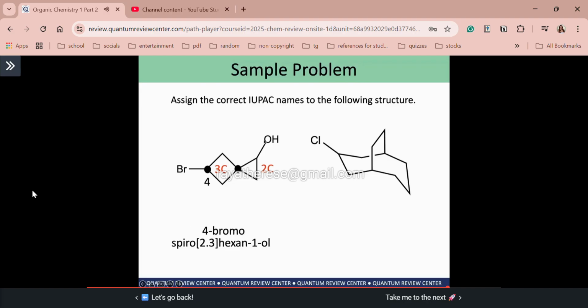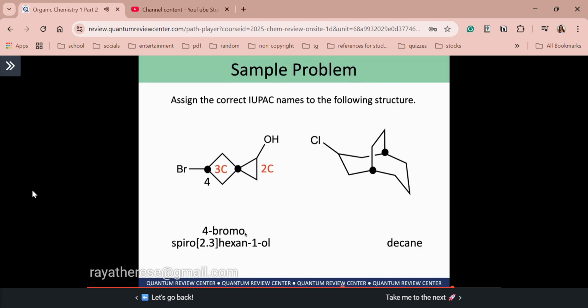And lastly, for our bridged bicyclic compound, remember, the first step is to determine the total number of carbons. Class, let's count: 1, 2, 3, 4, 5, 6, 7, 8, 9, 10. So we have a total of 10 carbons. So sir, it's decane? Yes. For our bridgeheads, here are the bridgeheads, and then label your ring structure based on our nomenclature. Again, bicyclo[X.Y.Z], where X is the largest ring.